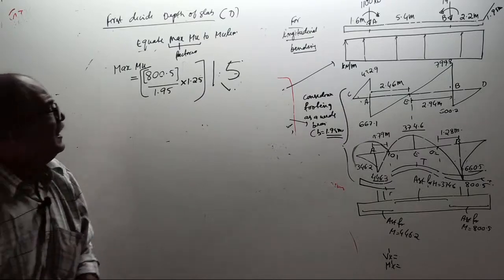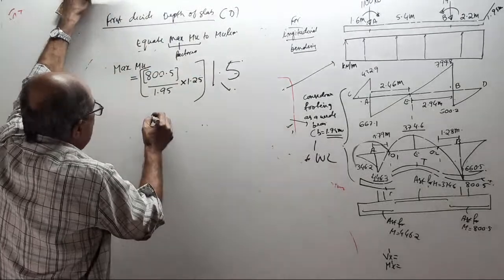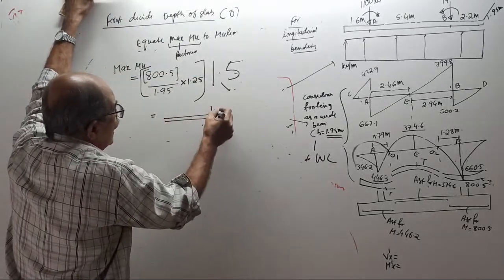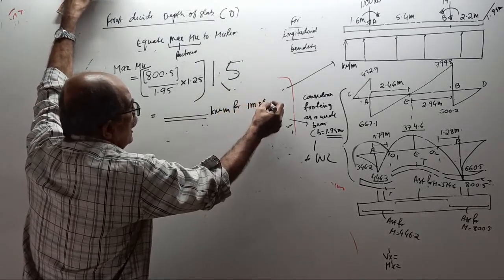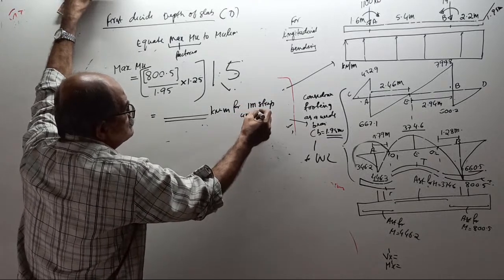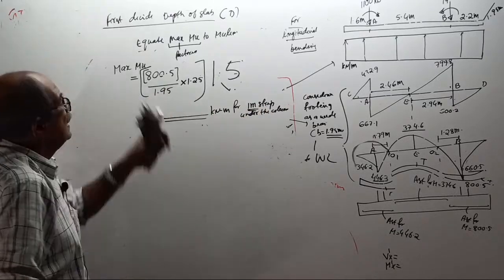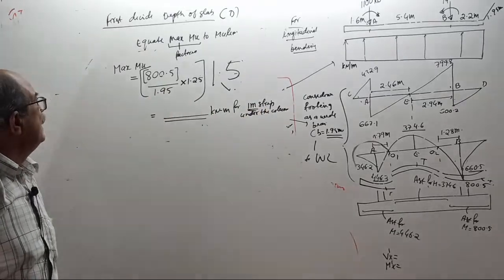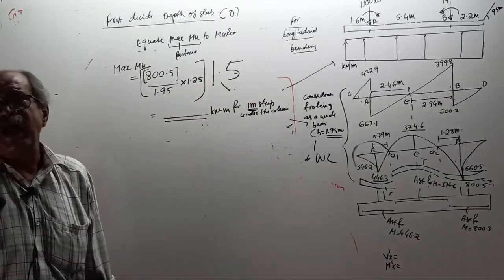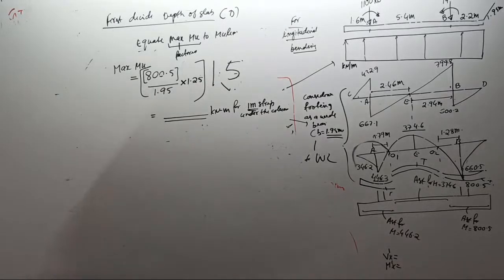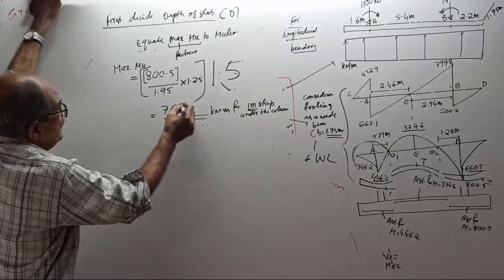That is factoring. See, these are all for working load. Okay, 1.5. Tell me the answer in kilonewton meter, for a 1 meter strip under the column. I told you repeatedly. Answer: 800.5 by 1.95 into 1.25, that will go with the correction, into 1.5 for factoring. Don't give a wrong value. 769.7. Okay.